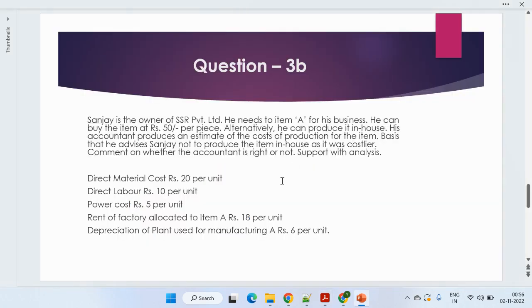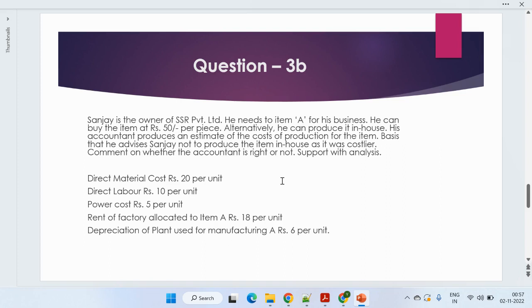And if you see the values, the direct material cost is 20 rupees, 20 plus labor 10, that is 30. 30 plus power cost 5 is 35. 35 plus 18, yes, it's 53, and plus 6 rupees, it will be 59 rupees. So if you produce it in house, it will cost you 59 rupees per item, per piece of product A. And if you get it from a third party, from somewhere else, it will be 50 rupees. So for each item you are saving 9 rupees.